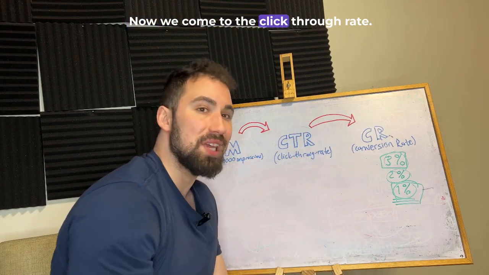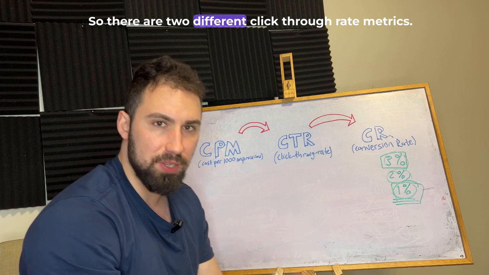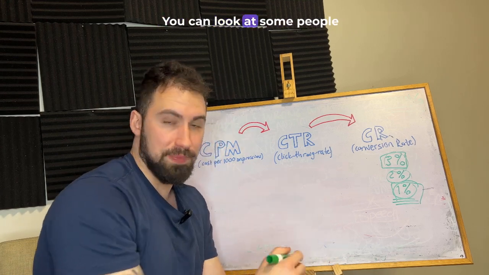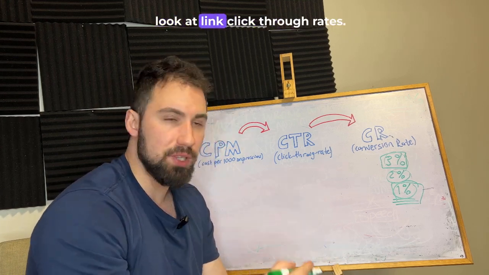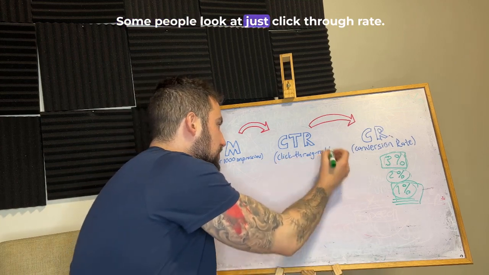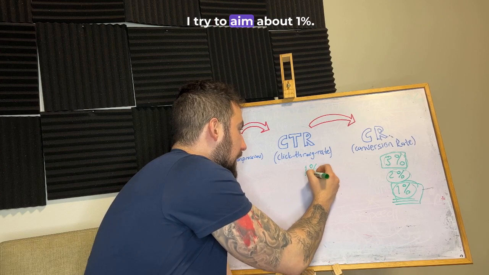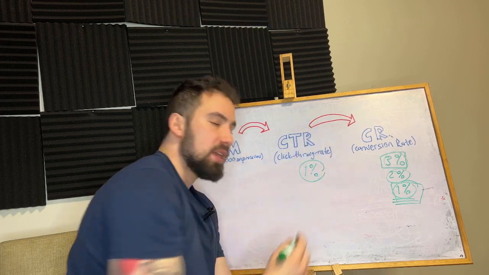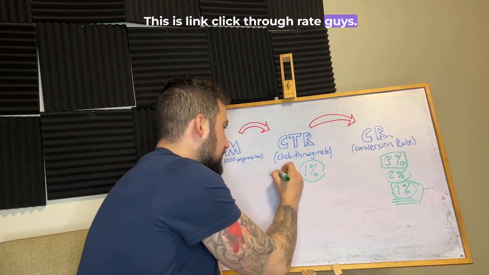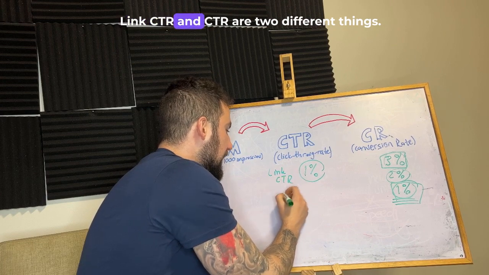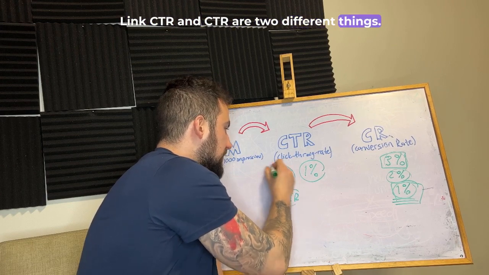Now we come to the click-through rate. So there are two different click-through rate metrics you can look at. Some people look at link click-through rate. Some people look at just click-through rate. If it is link click-through rate, I try to aim about 1%. If this is link click-through rate, guys. Link CTR and CTR are two different things.